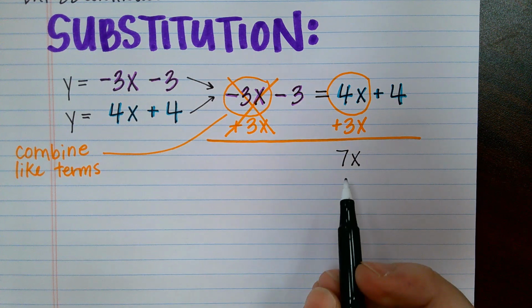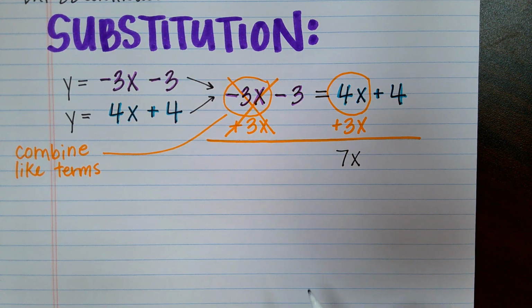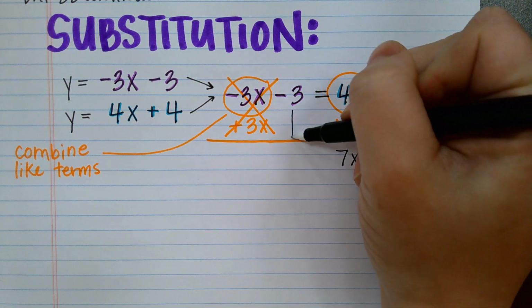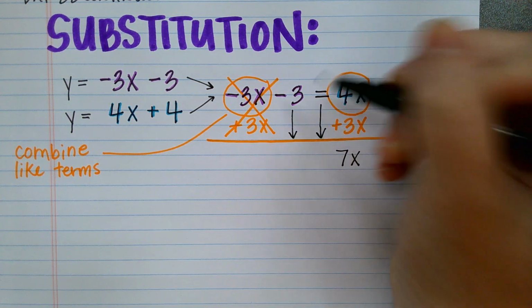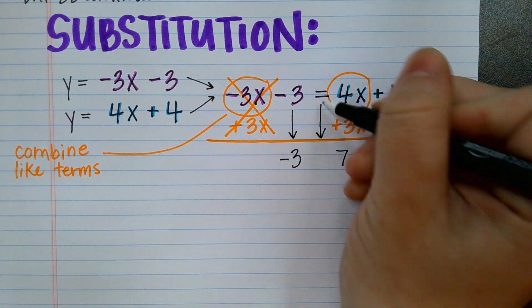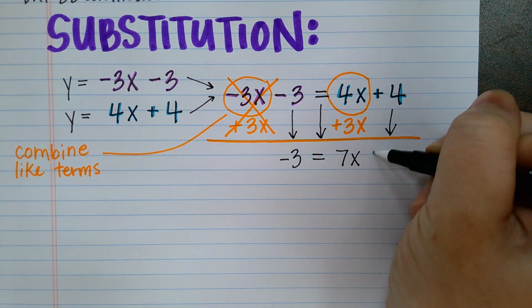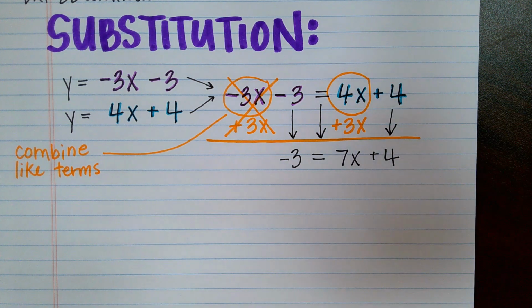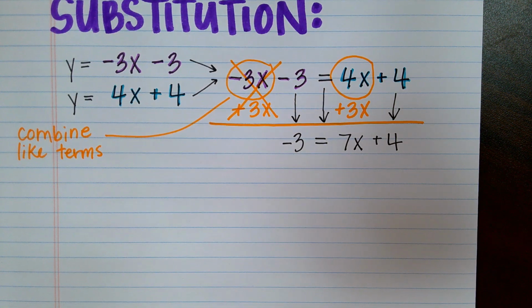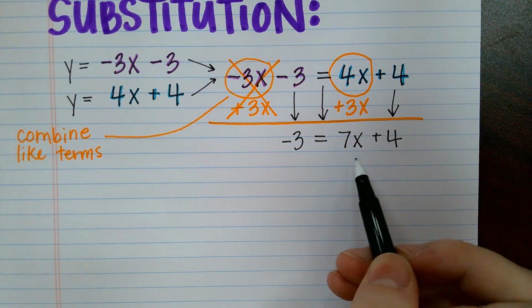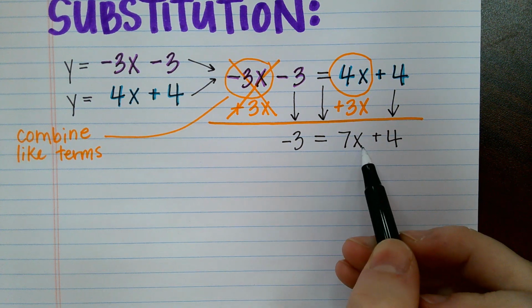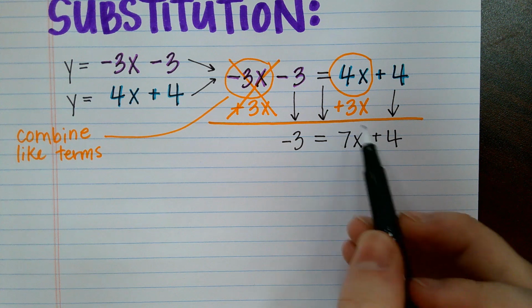So bringing everything down, -3 equals 7x plus 4. Yes, so bring everything down. -3 equals 7x plus 4. Good. Okay, what do I do next? Subtract 4. I have -3 equals 7x plus 4, and I want to get x by itself.